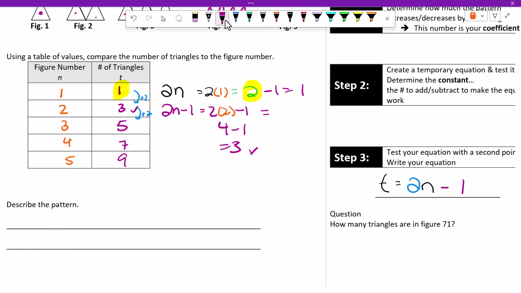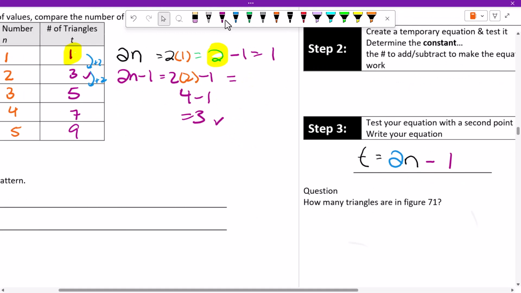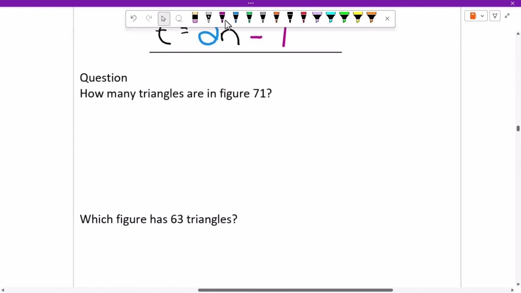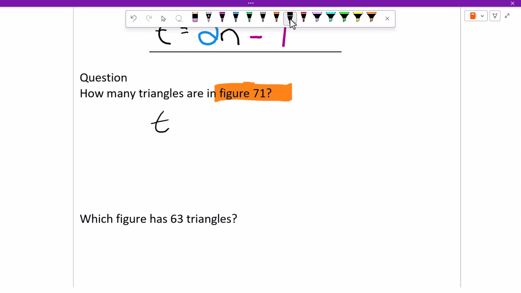Next step is just using it to figure out other patterns in the list here. So next one. Somewhere down the line, figure 71 is there. How many triangles are in there? So we start off with our triangle. T equals 2n minus 1. Where does the 71 go? T or n?